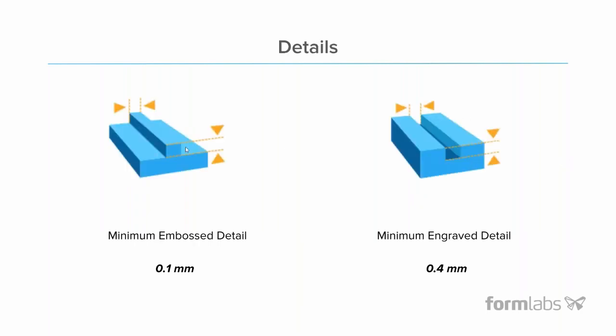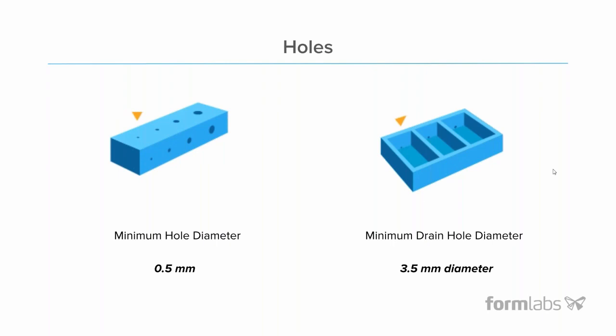You can emboss detail at 100 microns and engrave detail at about 400 microns. The reason why is that if you're trying to do a channel much smaller than about 400 microns, you'll end up filling the channel, and it's really difficult to clean it out as well. So really the engraved detail needs to be a little bit more coarse or a little bit larger than embossed detail. Hole diameters, you can do holes down to about 0.5 millimeter or 500 microns.